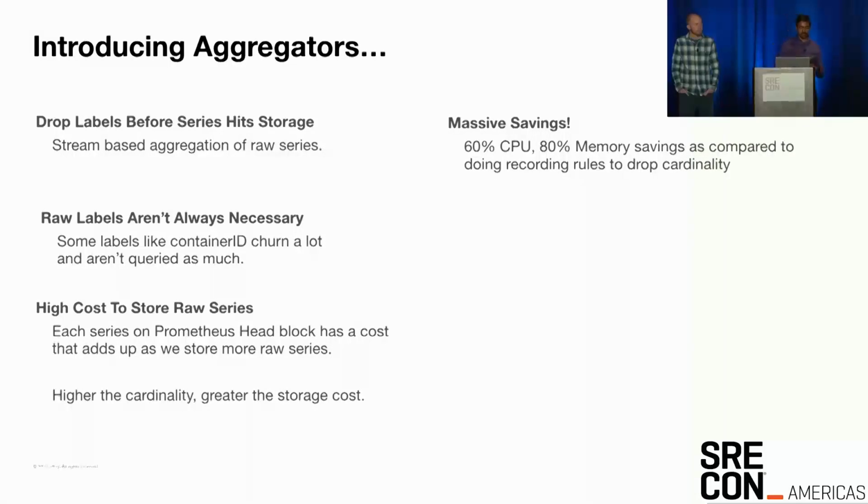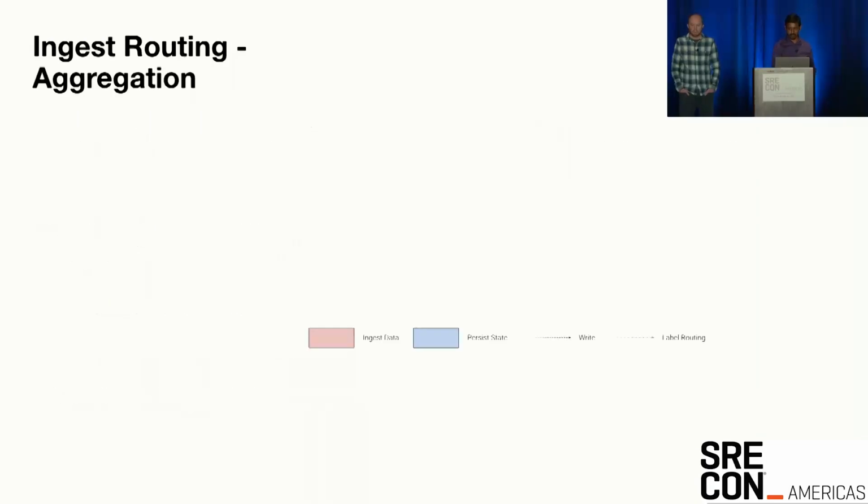And this also boils down to the fact that storing raw series is extremely costly because there is a certain memory overhead for every raw series on the Prometheus head block. So when we did this, we had massive savings in the sense that we could get up to 60% CPU savings and 80% memory savings if you do it as a stream-based aggregation as compared to doing something like, okay, you use a Prometheus recording rule, roll it up, and then drop the raw series. So the savings were pretty massive on this.